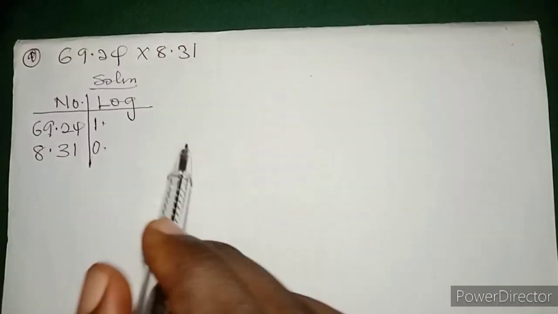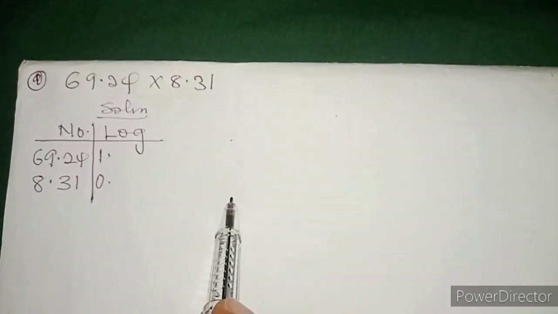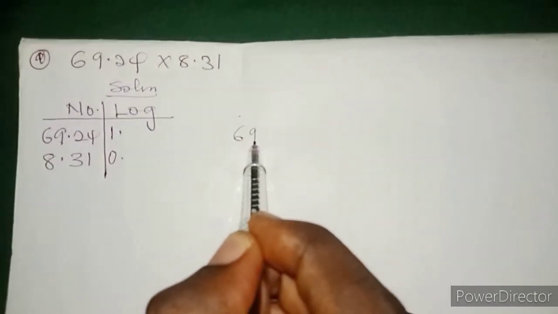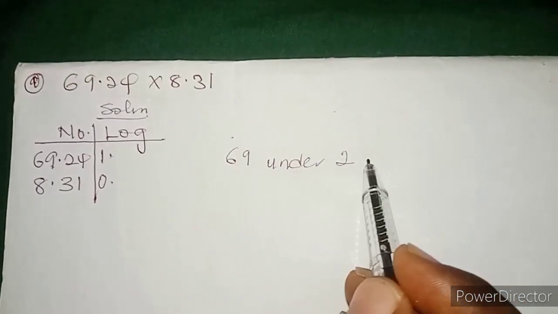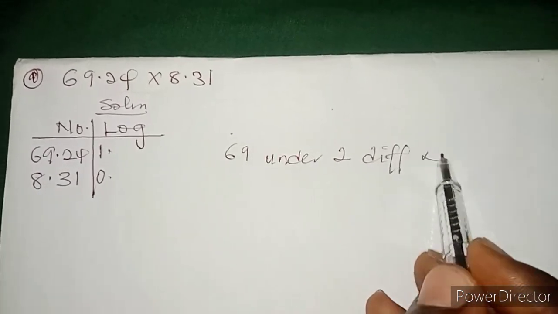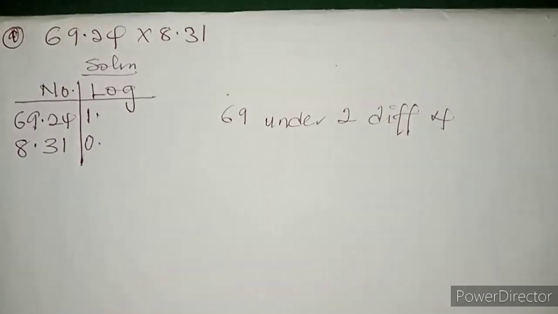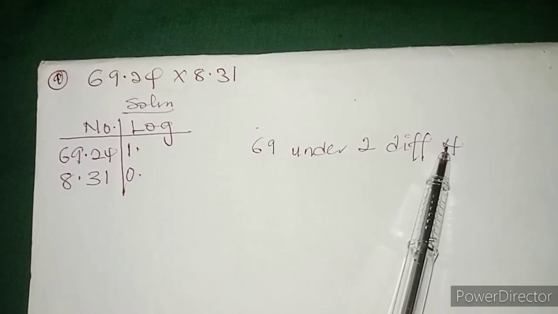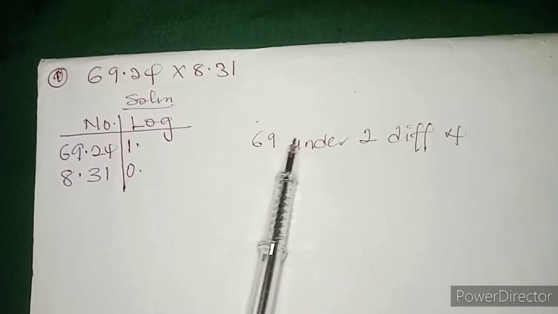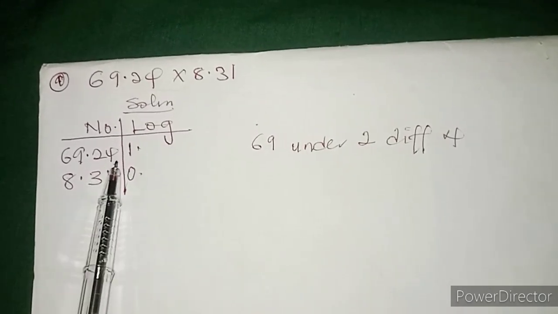If you want to read this logarithm, this is the same as saying 69 under 2 difference 4. That is how to pronounce this. Look at it carefully. 69 under 2 difference 4. That's how to pronounce this.